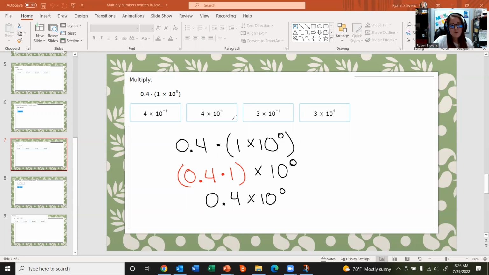And then we have to make sure that we look at this first number has to be greater than 1, but less than 10. And so we would say, we got to take this decimal and we got to move it over. And since we're going to the right, we're actually going to subtract 1 from this exponent. And so this would give us 4 times 10 to the negative first power. Right here.